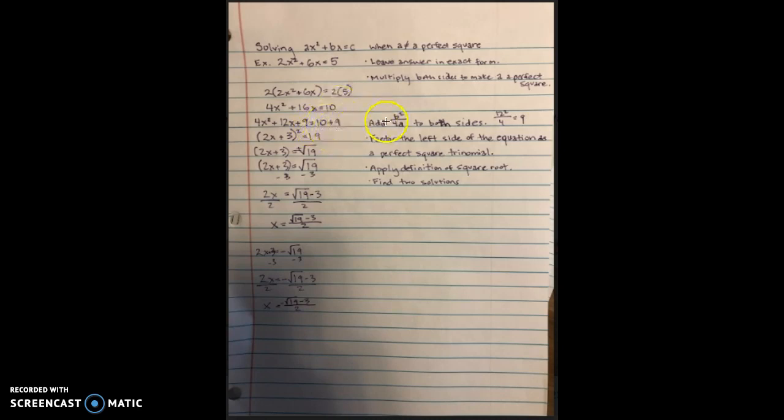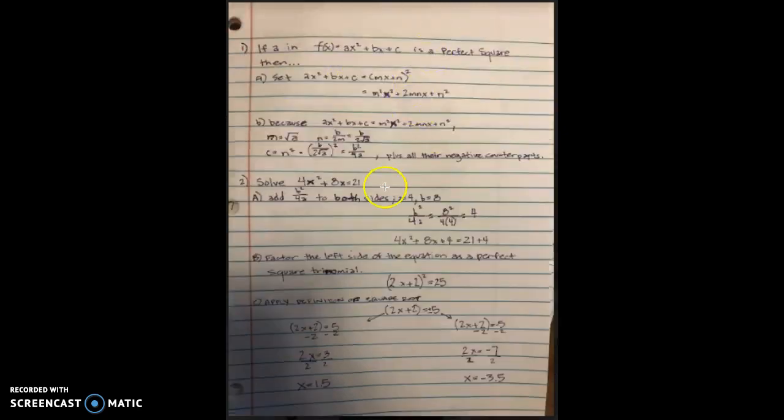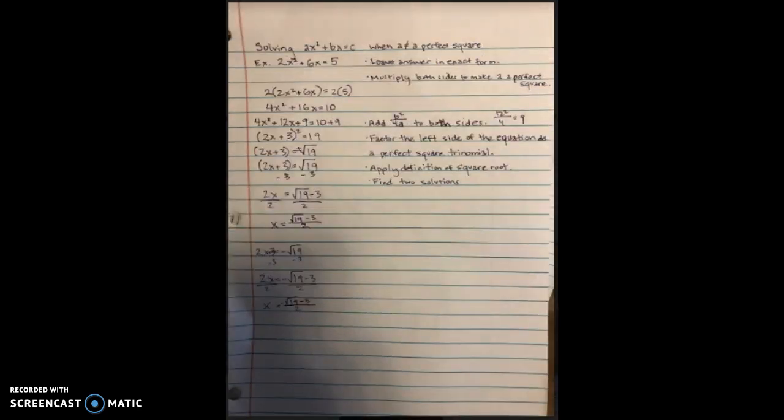So we're adding the b squared divided by 4a to both sides of the equation, just like we did on the previous one. Remember, we added this to both sides. And when we do that, we get 2. We can factor this out: 2x squared, 2x plus 3 squared equals 19.